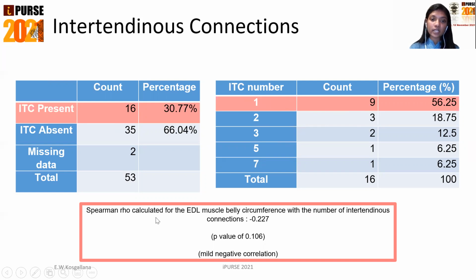Spearman rho was calculated for the EDL muscle belly circumference with the number of intertendinous connections, which showed a mild negative correlation. That is, as the size of the EDL muscle decreased, the number of intertendinous connections increased. Therefore, we can assume that the intertendinous connections play a role in distributing the forces between Extensor Digitorum Longus and the Peroneus Tertius muscles.